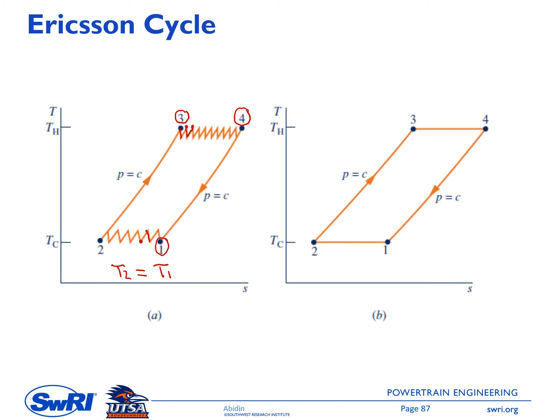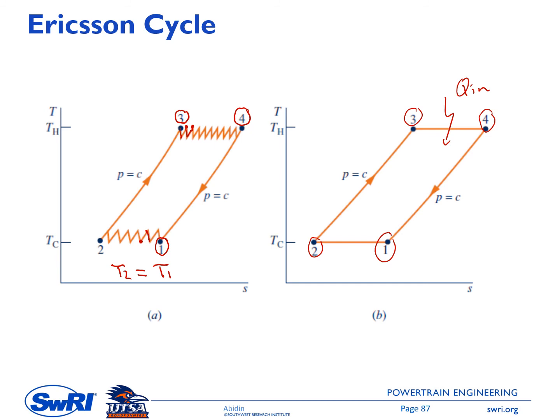We can also see here that the regenerator enables the heat required to bring the state from 2 to 3 to be supplied by the heat rejected when the working fluid undergoes the process from state 4 to state 1. With this condition, the heat transfer from an external source is only used for the reheater here. This is the Q in from the external source.